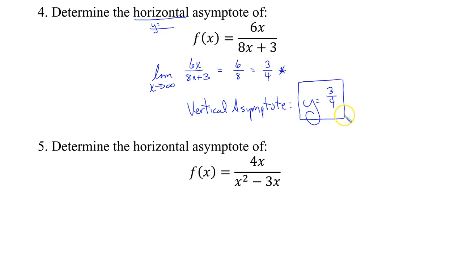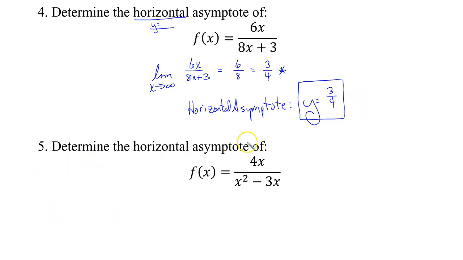This is your horizontal. I did say vertical asymptote, didn't I? I apologize for that. It's already been a long day. So this is our horizontal asymptote. I promise to be very careful on the next one. So our horizontal asymptote is y is equal to 3/4. Thank you for your patience.